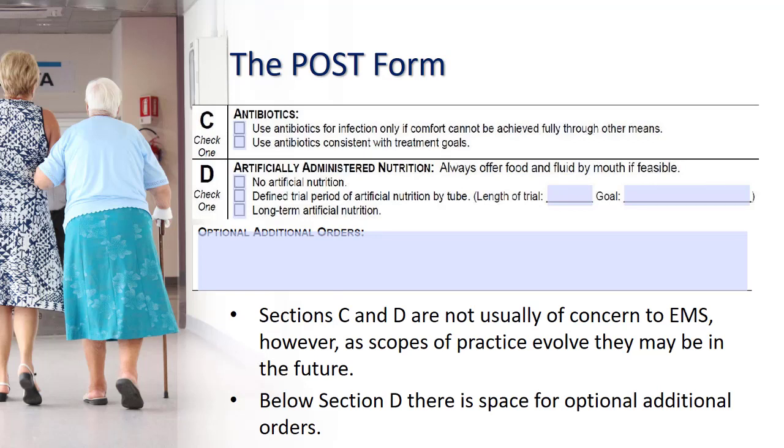Section C and D of the POST form are not usually of concern to EMS. However, as scopes of practice evolve, they may be in the future. Section C concerns antibiotics, and Section D concerns artificially administered nutrition. And you'll notice below Section D, there is a space for optional additional orders. So this is where the physician or the patient can specify other things that they do or do not want done. So it's important that you look at this section to see if there's anything written there.